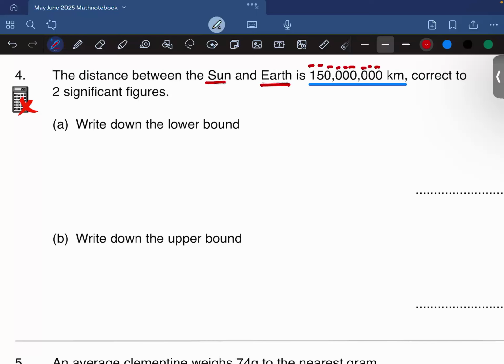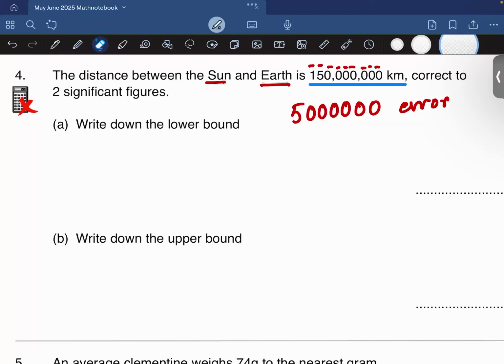This is the distance between the sun and earth. Agree? Correct to two significant figures. Just tell me what is the second significant number in this one? 5. Very good. So 5 double zero double zero double zero. This is the error. Agree or not, everybody? Yes, sir. Okay, Nikhil, according to this question, the second significant figure is 5 and this much here. Agree or not? Yes, sir.